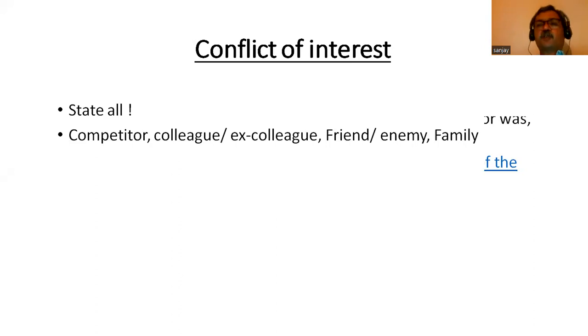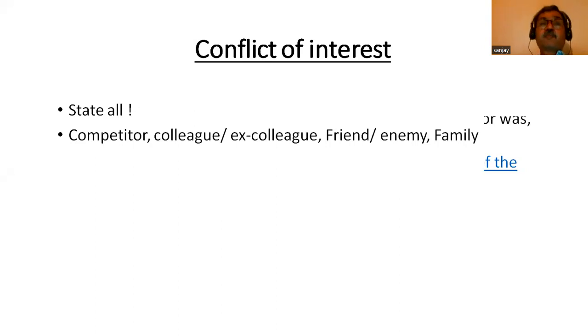The first thing that you have to do as a peer reviewer, you have to declare conflict of interest. You have to state all. And when I say state all, what I mean is you have to state all possible conflicts of interest, including and especially those which might embarrass you at a later stage when it comes out that you did not mention it as a conflict of interest.